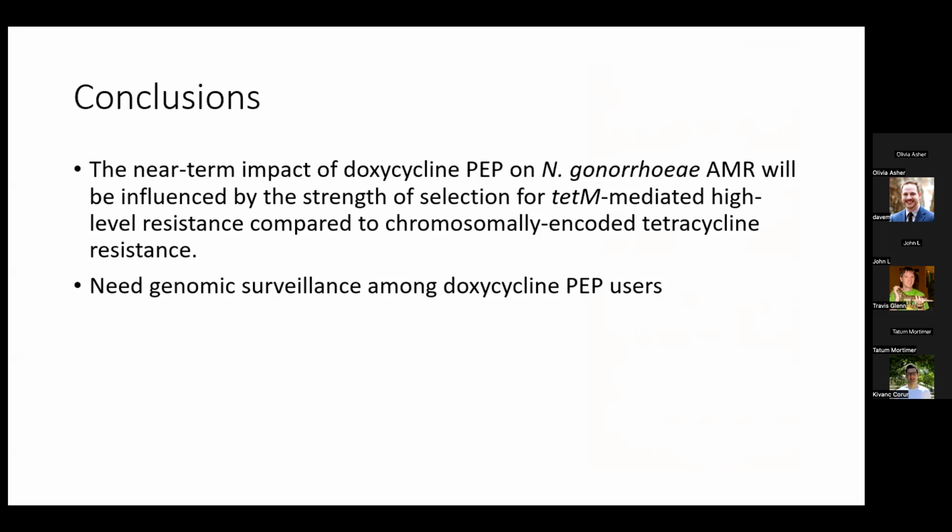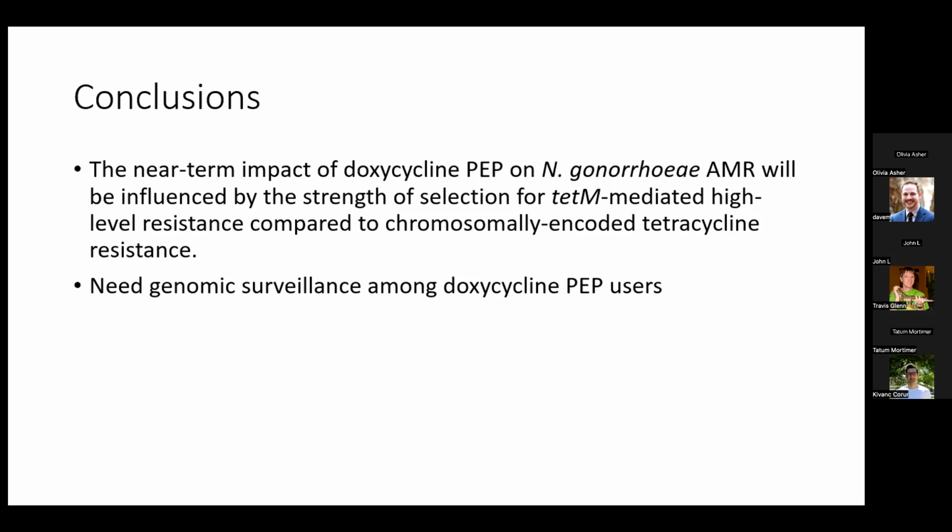And so some conclusions we have from this work is that the near-term impact of doxycycline PrEP on AMR is really going to be influenced by the strength of selection for TETM versus chromosomally encoded resistance. But what we need is genomic surveillance among doxy-PEP users. There hasn't been a lot of data that has come out of the clinical trials or out of these regions where doxy-PEP is already in use about what antimicrobial resistance looks like when these populations do have gonorrhea infections.